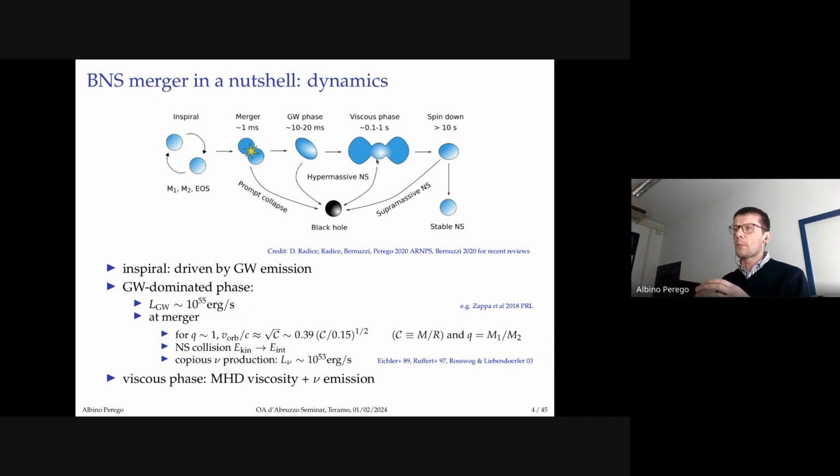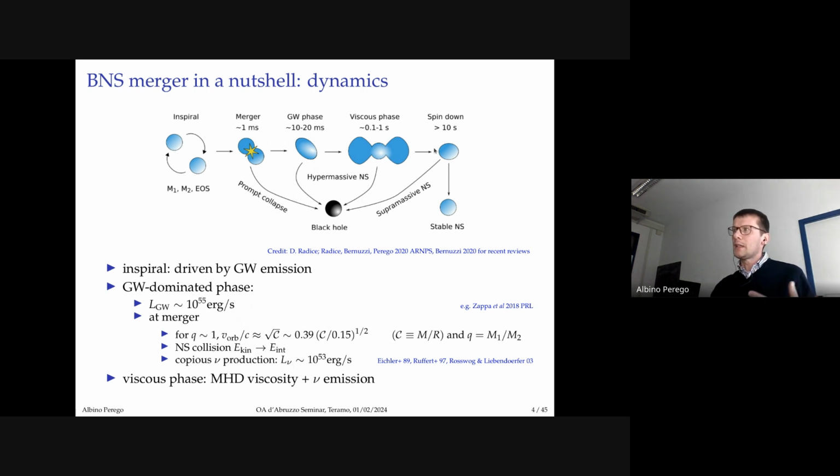The photons are completely trapped, and the system starts to produce neutrinos with a typical luminosity of the order of 10 to the 53 erg per second, which is comparable to the luminosity of core collapse supernovae. The subsequent phase, in which there is the formation of a central object, which becomes more and more spherical, surrounded by a disk where the matter that has been spread out settles, is called the viscous phase, because in addition to the cooling through neutrinos, there are MHD processes that produce some viscosity that actually drive an accretion disk viscosity process.